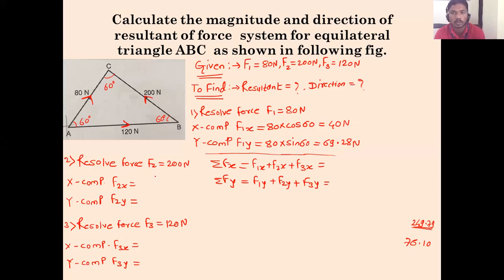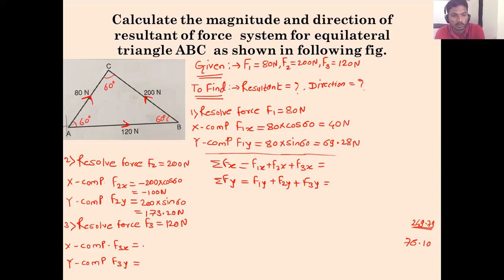200 Newton force. In which quadrant will this force come? Second quadrant. So what will be its x component? X component is minus 200 cos 60. Very good. What is that? Minus 100 Newton. Okay. F2y will come positive, no? So 200 into sin 60. How much is it? 173.20 Newton. Very good.